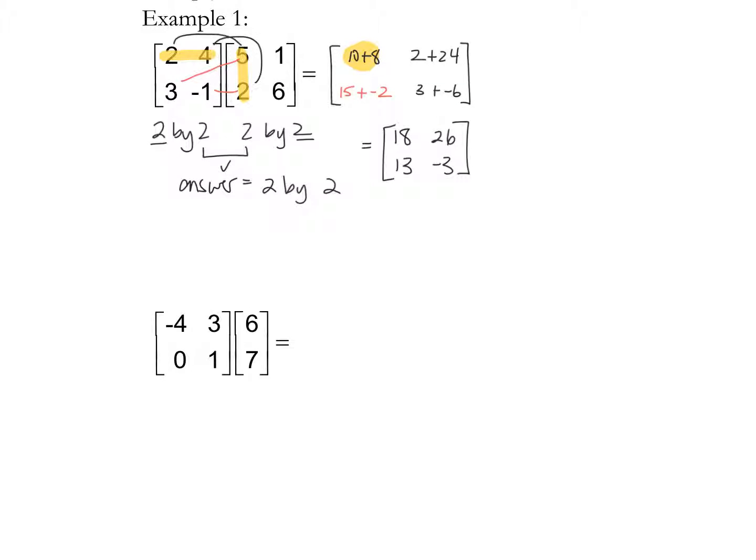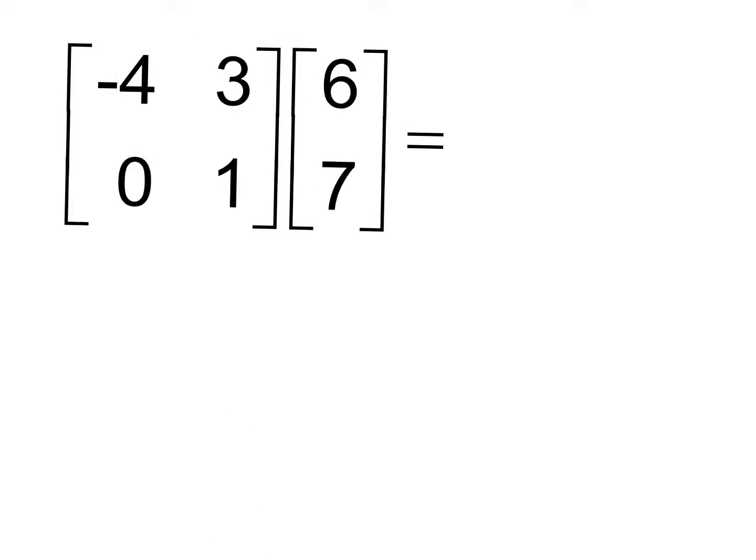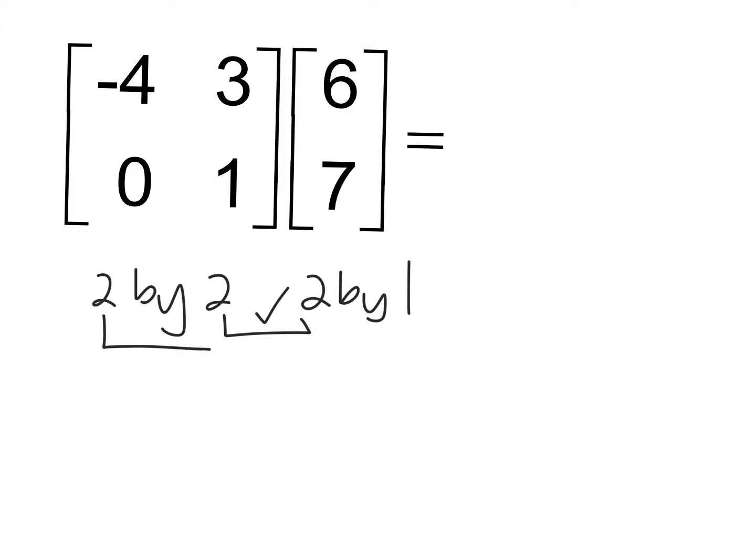Notice that our resulting matrix for that last one that we did is a 2 by 2 matrix. It's the same exact size as both of the matrices that we multiplied together. Okay, so let's do this one. Here we have a 2 by 2 and a 2 by 1. And since these numbers match, yes, I'm allowed to multiply them. My answer is going to be a 2 by 1. So my answer is actually going to look like this matrix.